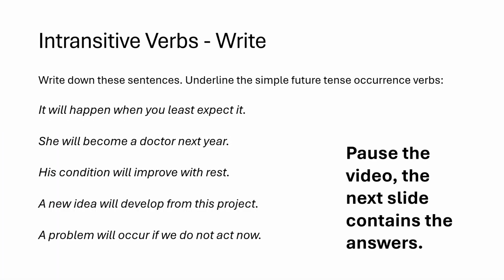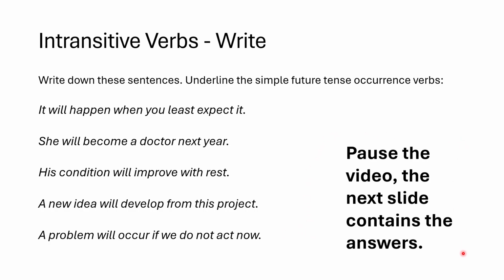Write down these sentences. Underline the simple future tense occurrence verbs. I will read the sentences to you. It will happen when you least expect it. She will become a doctor next year. His condition will improve with rest. A new idea will develop from this project. A problem will occur if we do not act now.